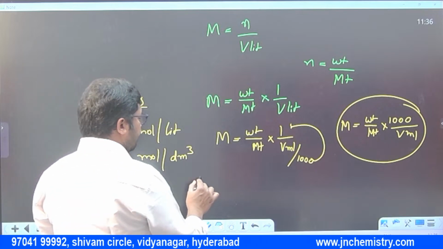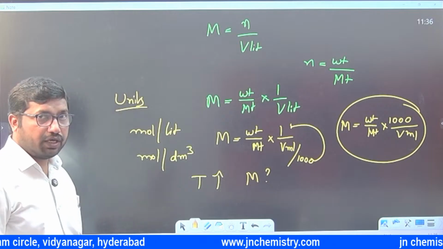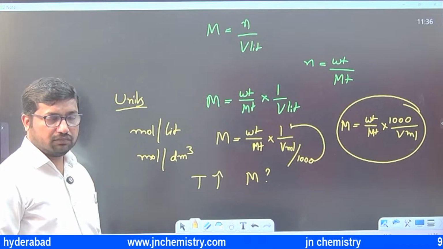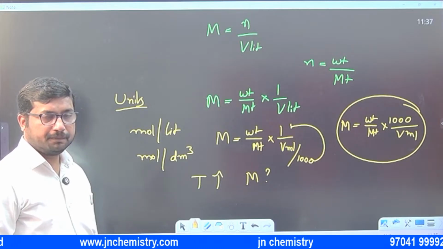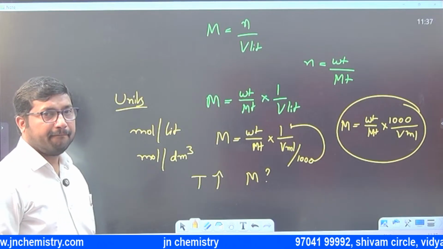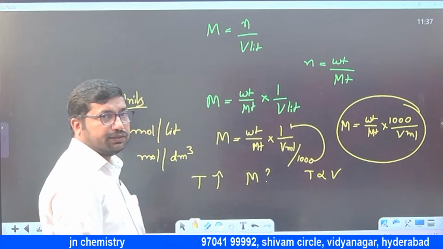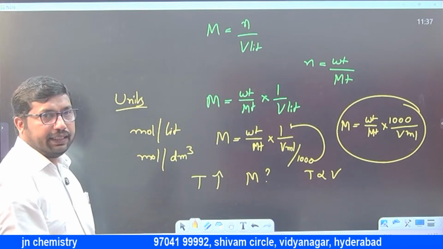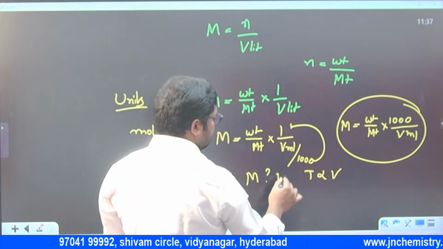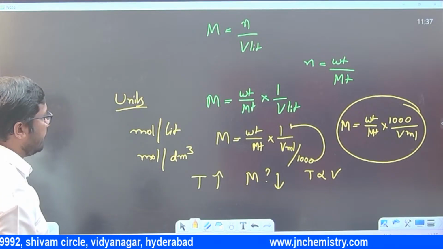If I'm increasing the temperature, what about molarity? Why? Very good. So temperature is directly proportional to volume. Temperature increases, volume increases. If the volume increases, molarity decreases, because molarity is inversely proportional to volume. So it decreases. So molarity depends on temperature. Write it down: molarity depends on temperature.